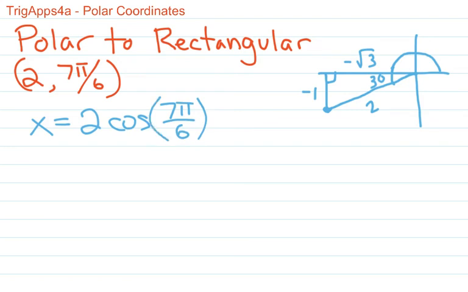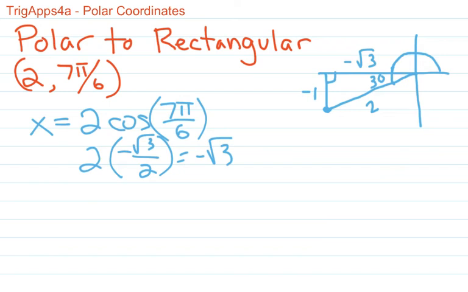Now we could either use our calculators, or if we're working with exact values, just find out what cosine 7 pi over 6 is. And if we use our picture here, cosine of 7 pi over 6 is adjacent, negative root 3, over hypotenuse, 2. So we have 2 times negative root 3 over 2, which is, the 2's divide out, and we get negative root 3.